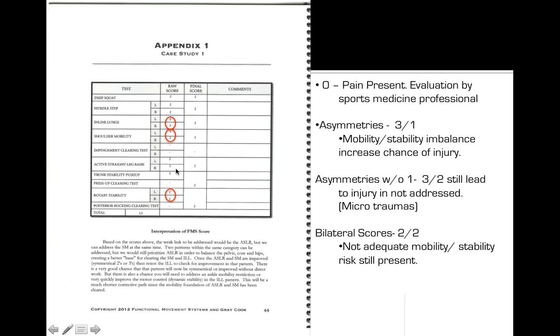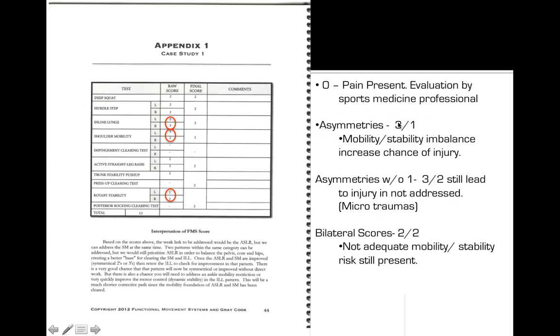Same thing down here. Rotary stability, nice and balanced, 2, 2. It's not a 3, but he's 2. He's equal on both sides. But that's what we want to see, more balance than asymmetries. Now, when conducting the test, if anyone ever scores a 0 on the test, pain is present, test stops, you have to refer them to a specialist, a physical therapist, athletic trainer, or doctor.